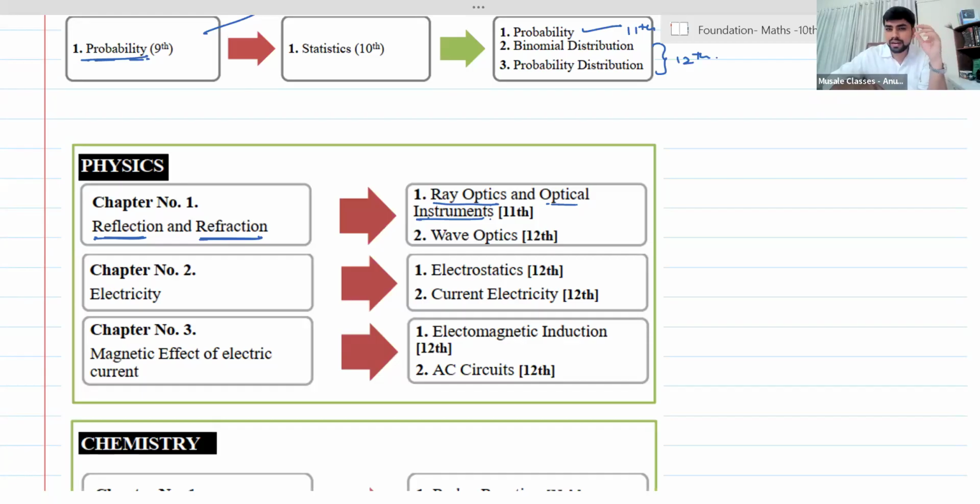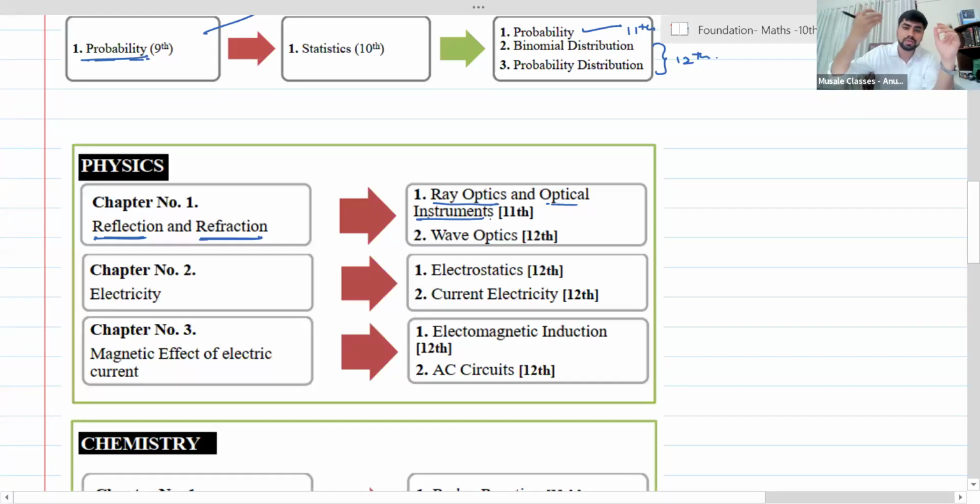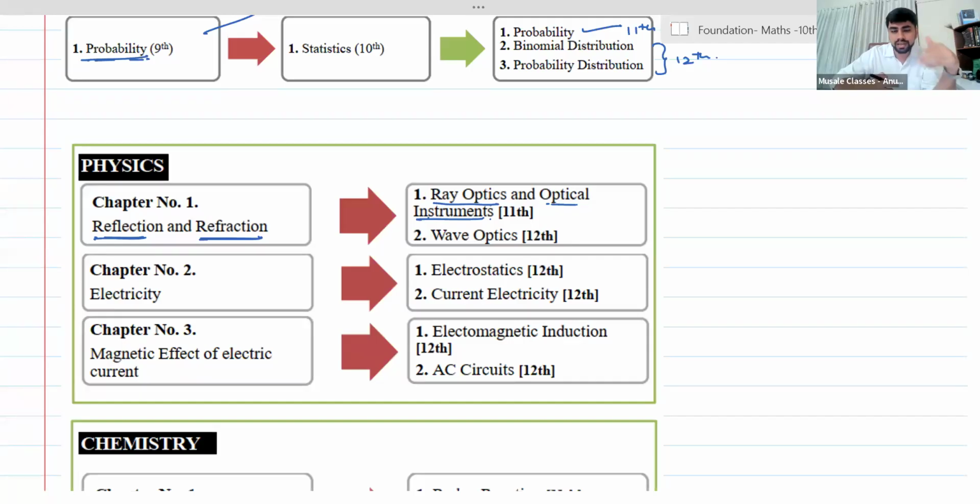We've got specs, right? Specs. Some students are not able to see things that are very far off. That's called as myopia. Some students are not able to see things that are very close. Okay, that's hypermetropia. So how do you rectify that? You use a convex lens. You use a concave lens.